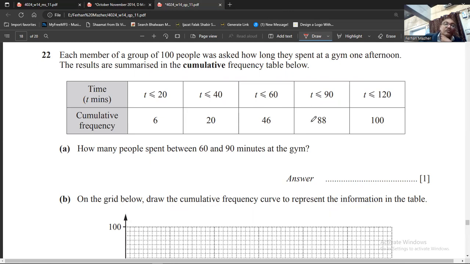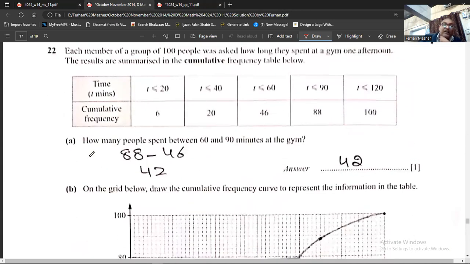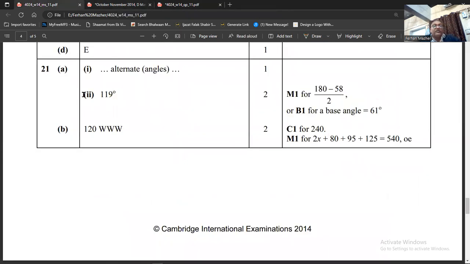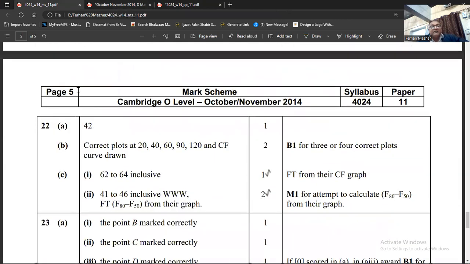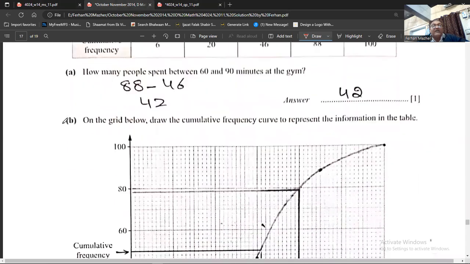So from this, subtract this. 88 minus 46, that's 42. So between 60 and 90, there are 42 people. Question number 22, A part. 42 is the right answer, sir. Then we have the B part.